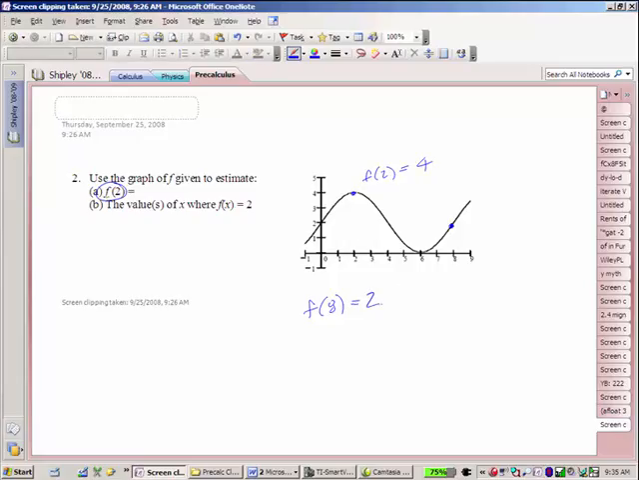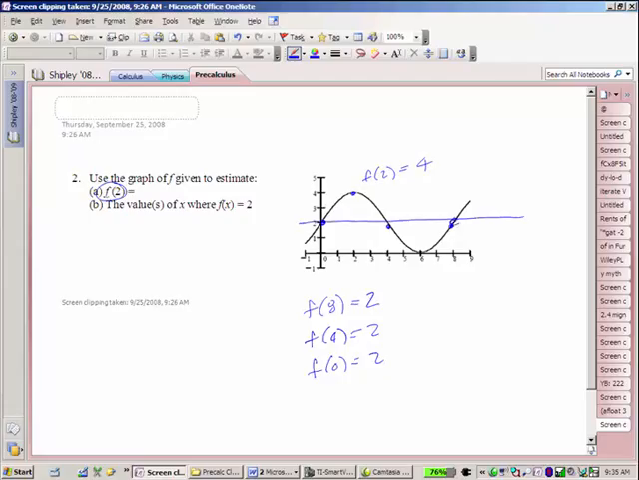Evan, calling someone for another value. 4. Oh, thank you. f of 4, I agree, equals 2. And Keith, calling someone to give us the last value. f of 0 equals 2. I agree. As a matter of fact, if you can picture the horizontal line, that is the line y equals 2. That's exactly where it intersects at those 3 points. Is that okay? Do you want to ask any questions?